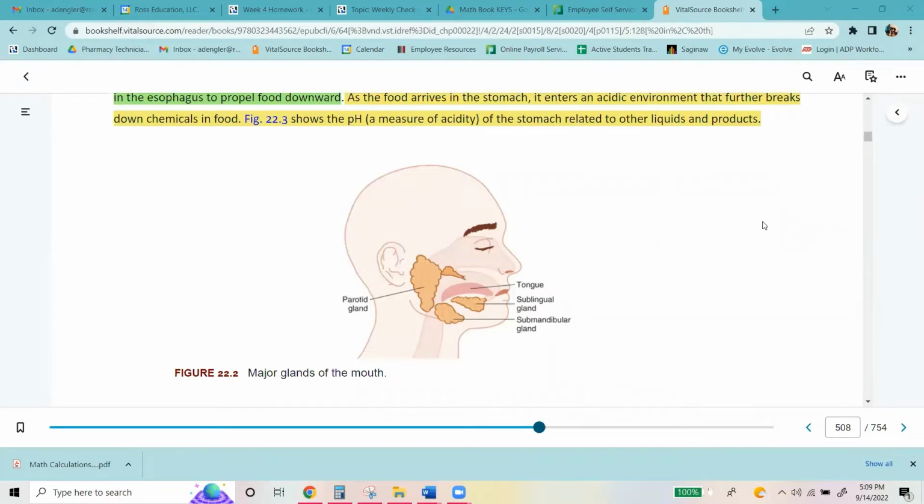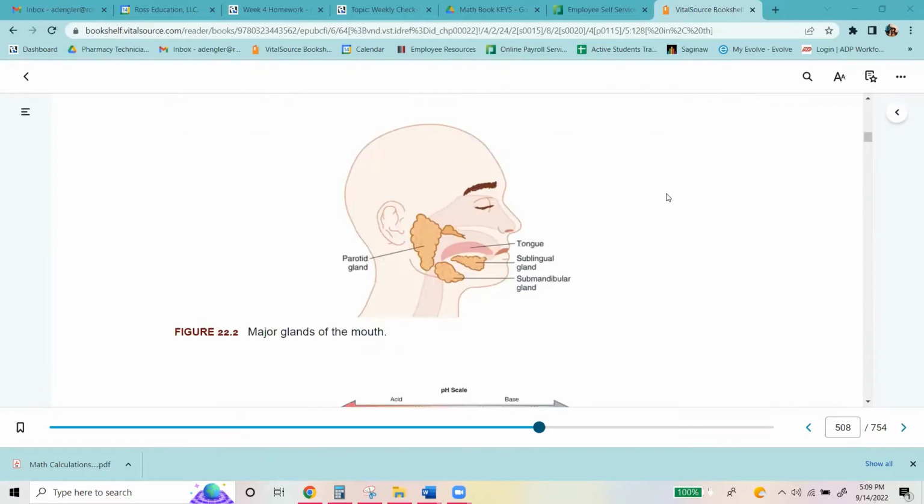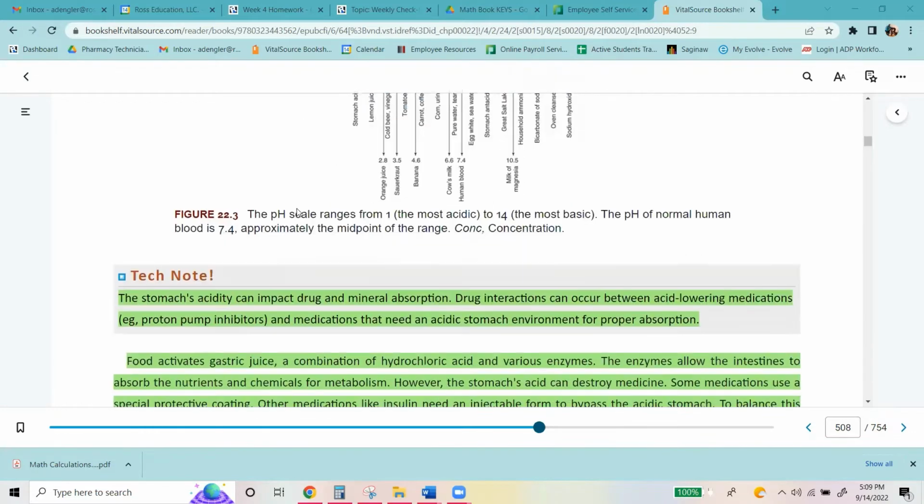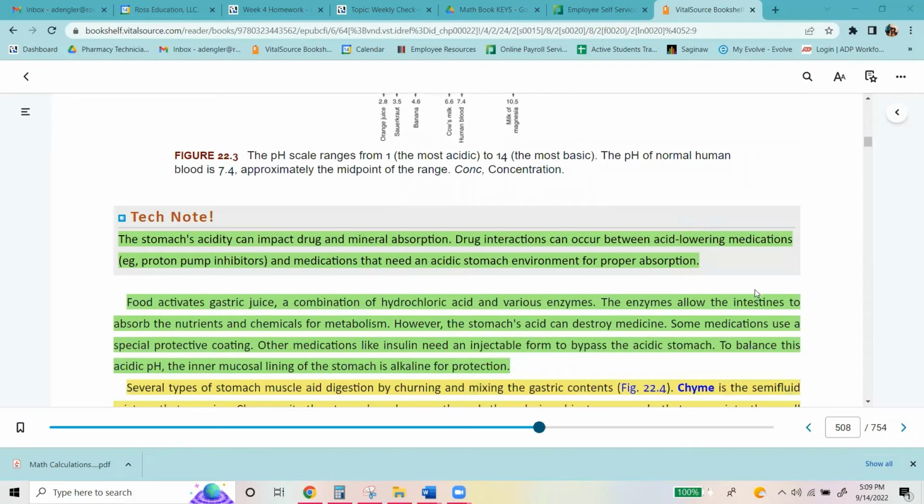As the food arrives in the stomach, it enters an acidic environment that further breaks down chemicals in food. Figure 22.3 shows the major glands of the mouth. Sorry, 22.2 shows the major glands of the mouth, and 22.3 shows the pH of the stomach related to other liquids and products. So you can see this is stomach acid, and that's the most acidic. It's like the most acidic thing. The stomach's acidity can impact drug and mineral absorption.